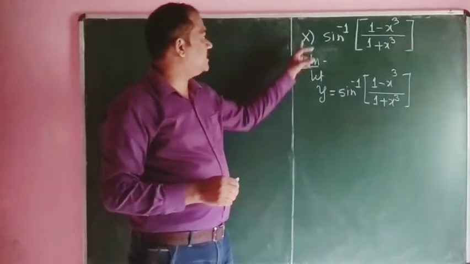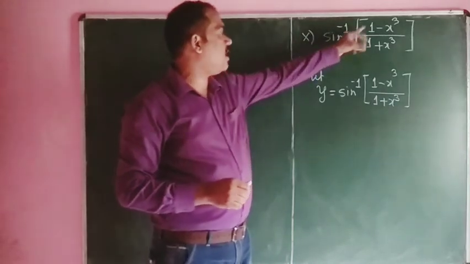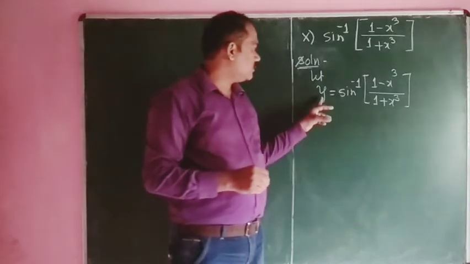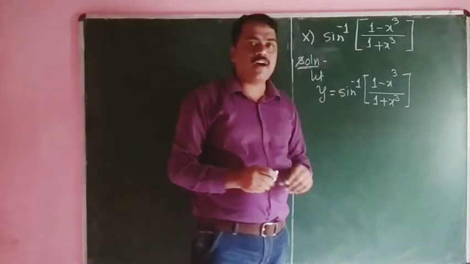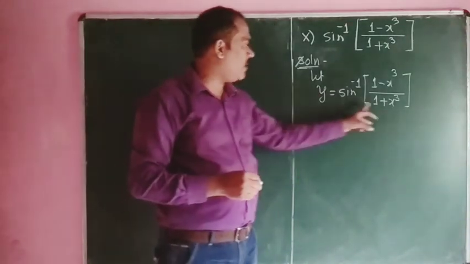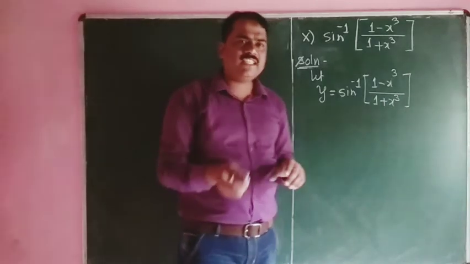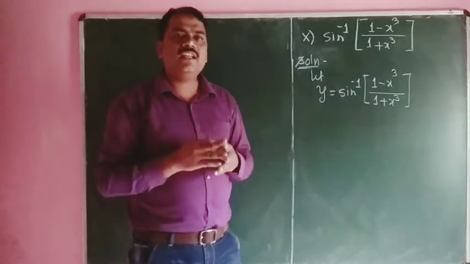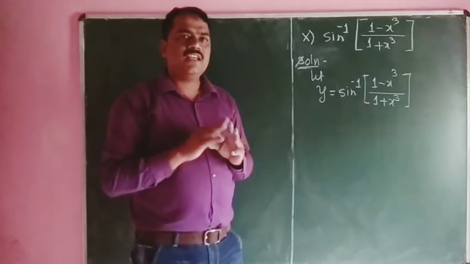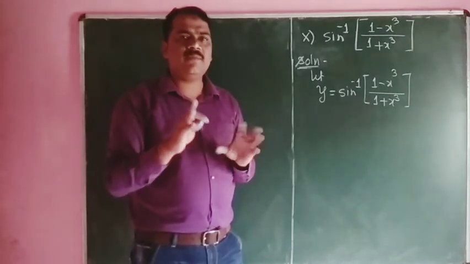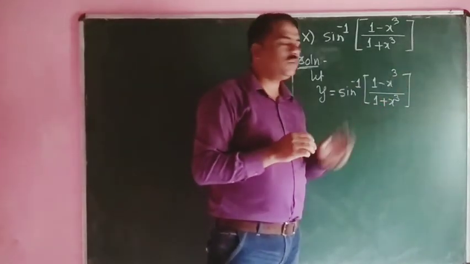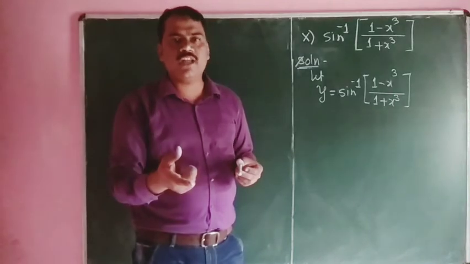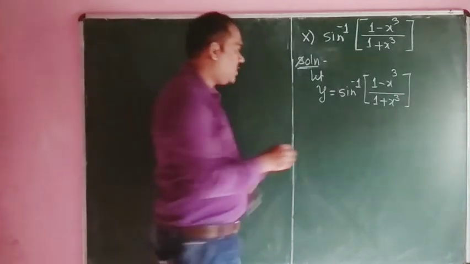Next example is example number 10. Sin inverse of 1 minus x cube divided by 1 plus x cube. Let y is equal to sin inverse of 1 minus x cube divided by 1 plus x cube. To solve this example, the only idea is that, whatever the formula is, if the power of the variable x is 2 in some examples, here we have to get the 2. So first we have to convert this power cube into square. How do we adjust that?